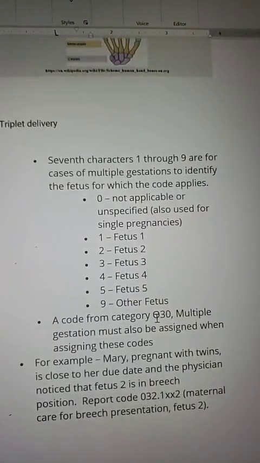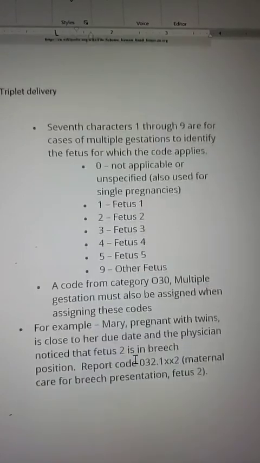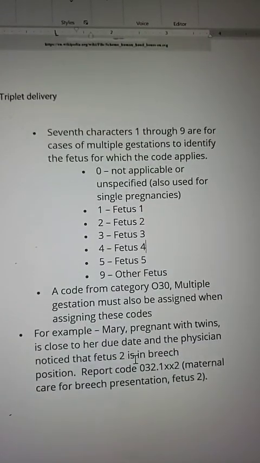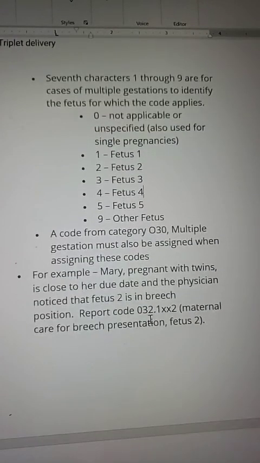There's also a code for multiple gestation. So you might want to know that for sure. I had a couple of little examples here. I don't have one for triplets. I need to find one, but Mary had twins. Second fetus was breech. They used this one for just the presentation of the second fetus.